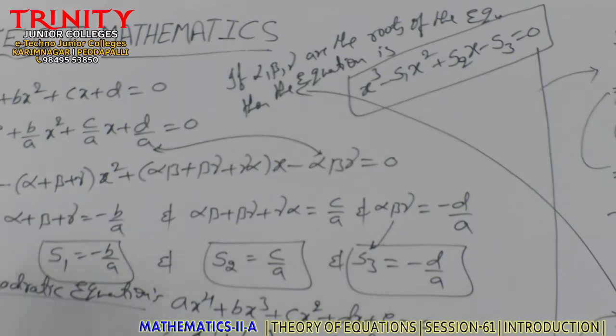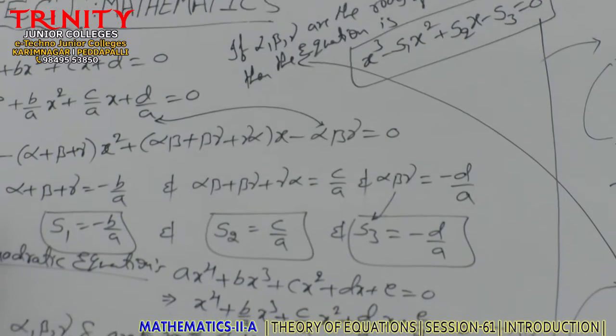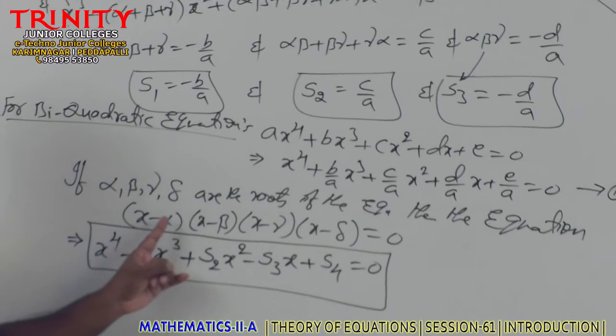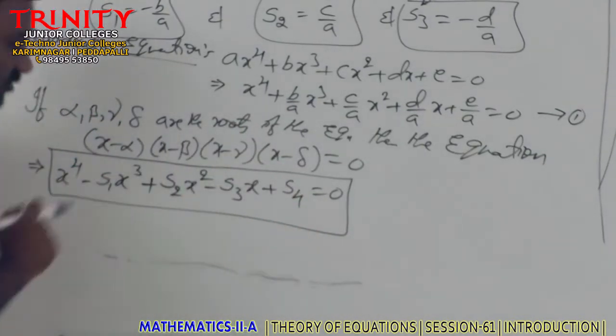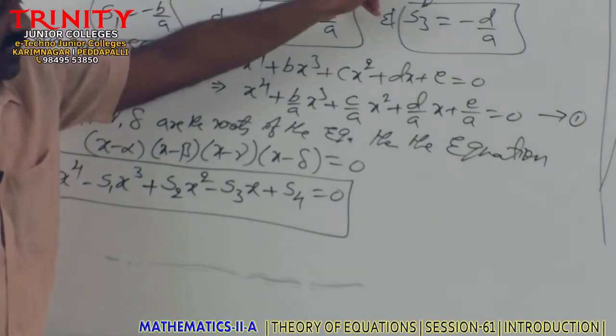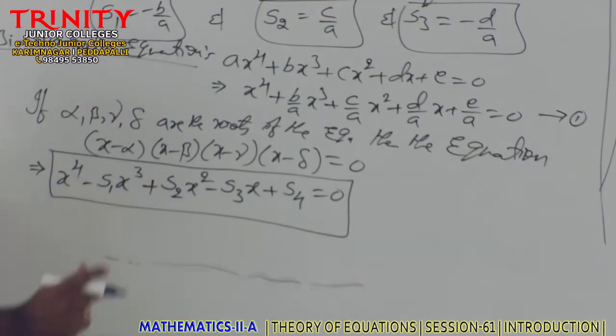Like that, if alpha, beta, gamma, delta are the roots of the equation, then the equation is x minus alpha into x minus beta into x minus gamma into x minus delta equal to 0. If we simplify this equation, we will get x power 4 minus sum of the roots into x cube, plus sum and product of two roots into x, then product of the three roots. Here it is alpha, beta, gamma, three roots only, but here we have four roots.